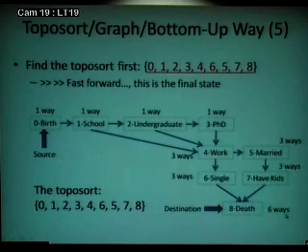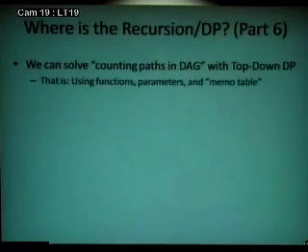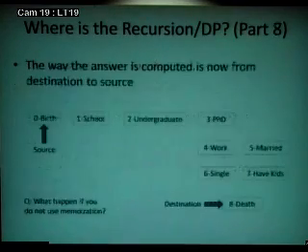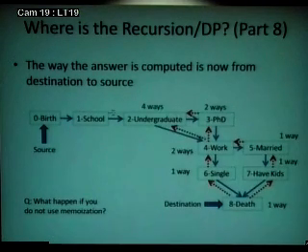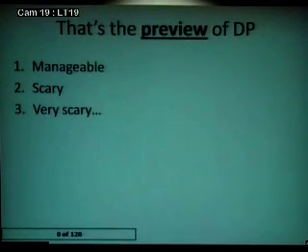Now bottom up and top down, do you see that they are behaving slightly differently in terms of the order of passing information, the way the information is passed? Right? So both of them are equally good and produce the same answer, just that they compute the answer slightly differently. So this is just a preview of dynamic programming.